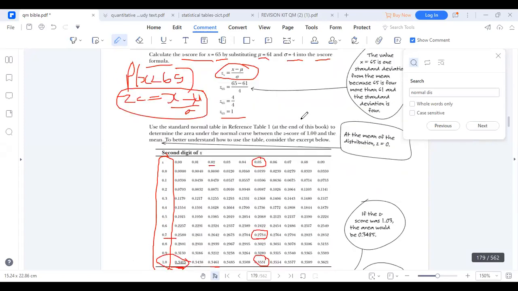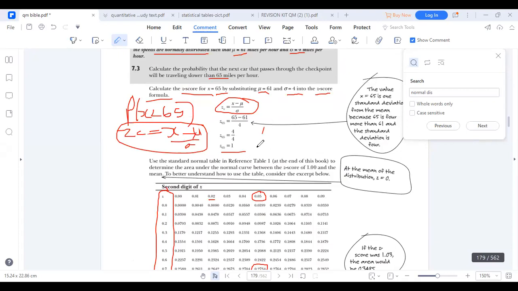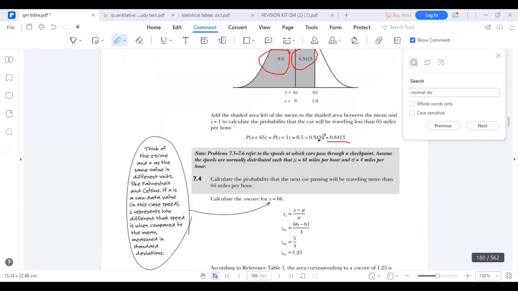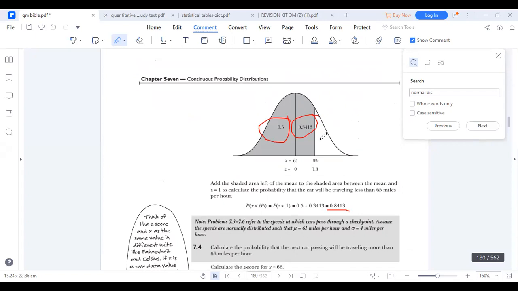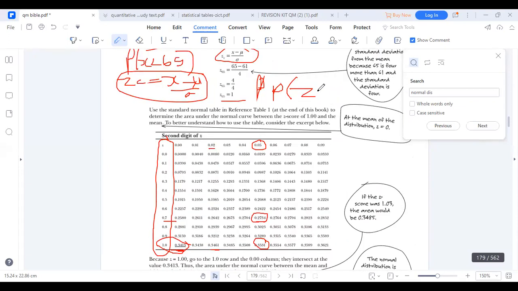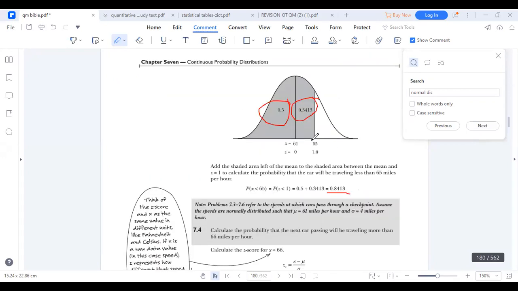Okay, so the probability that Z is actually less than 1. You have to locate the 1, so you're getting all this area. That's the probability, 0.8413, that we are getting.